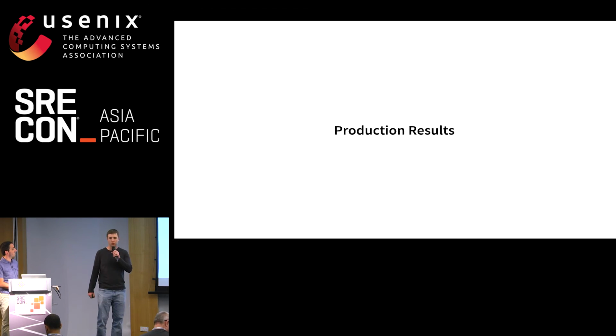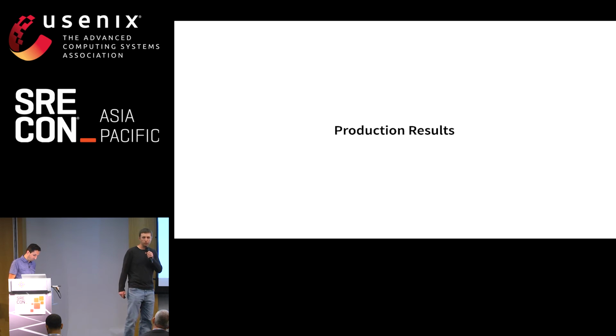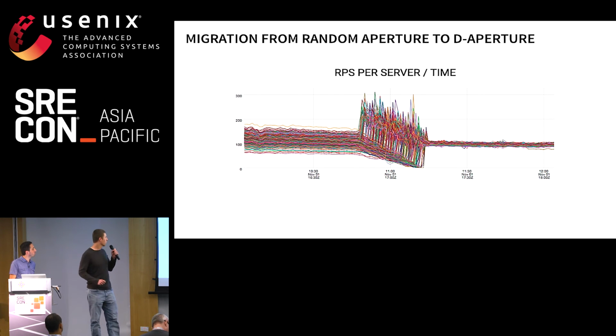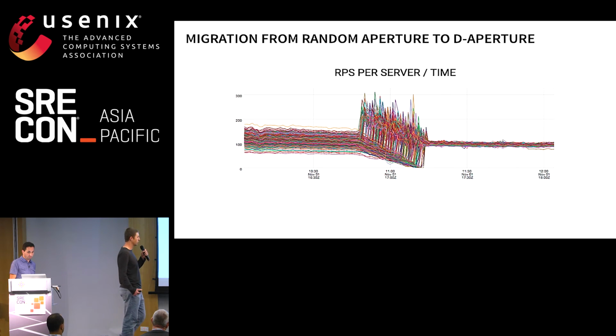All right, we've told you a lot of the theory about it, showed you some diagrams, and now we're going to tell you about some production results. We've been able to deploy this at scale at Twitter, and right now it's positioned as our default load balancer for services. So let's look at how a rollout worked for a well-configured random aperture service.